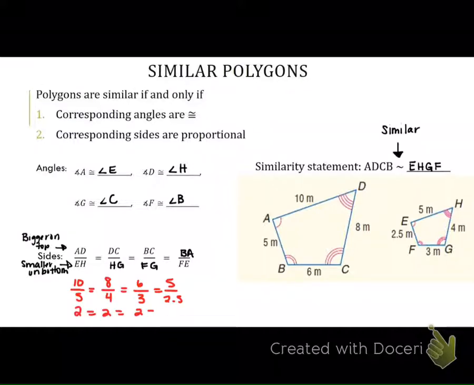Do they all simplify to the same thing? Yeah, they all simplify to 2. So it's important that they all simplify to the same thing. If they all simplify to the same thing, you have a similar polygon. So that is the definition of a similar polygon.